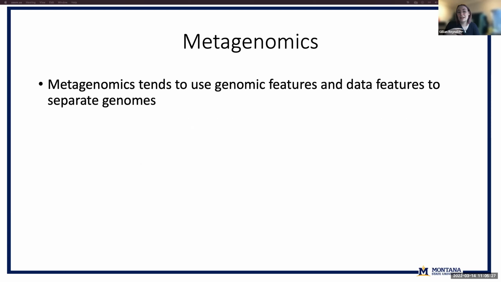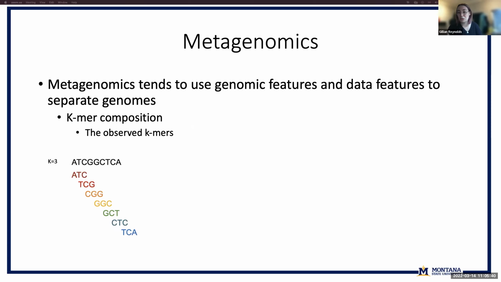Now, metagenomics tends to use a combination of genomic features and data features to separate the genomes. This includes things like k-mer composition, which is just keeping a note of what k-mers we can observe in the data set. I don't know what everyone's background is, so for those unfamiliar, what we have here on the screen is an example of k-merizing a sequence. We have a sequence, my k is equal to 3, and we take a sliding window over the sequence and extract every trimer as we go along. That's k-merizing the sequence.